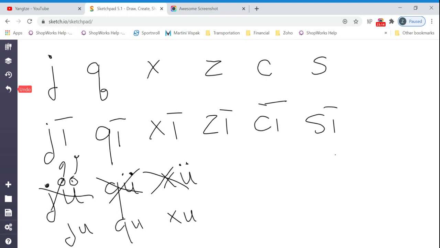Why? It's simply because they can't be combined with the u. If they're written like this, it means it is yu actually. It just doesn't have the two dots on top of them, but they're still pronounced as yu because they can't have u as finals with those three initials. Okay?